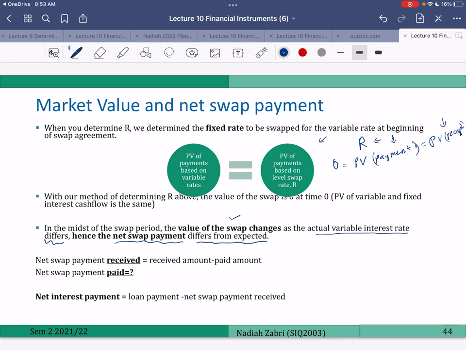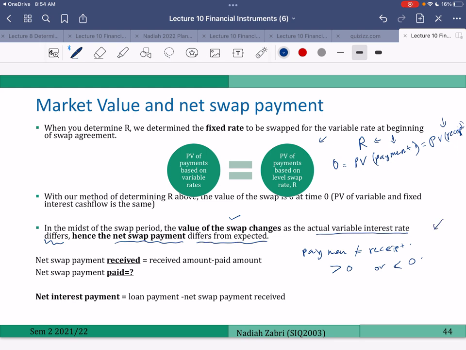Since the payments will no longer equal the receipts, the value can either be more than 0 or less than 0, depending. If you expect more receipts than payments, then the value is positive. If you expect more payments and fewer receipts, the value of this swap is negative.